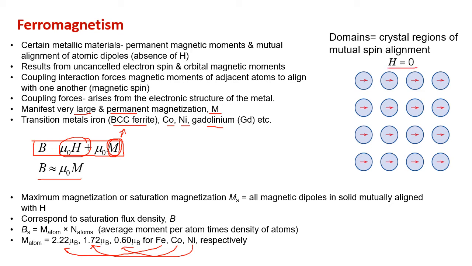In the absence of a magnetic field, H equal to 0, the dipole moments are already aligned, although there is no magnetic field strength. Once H is applied, the moments become aligned and the dipole moment becomes greater by following the direction of H.